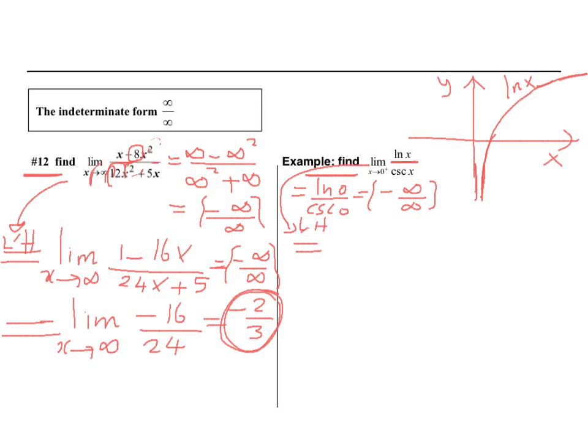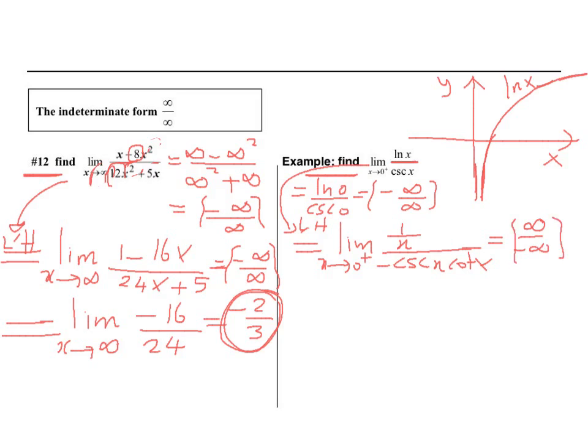Using L'Hopital's rule, this is equal to, I will differentiate the numerator, which is 1 divided by x, and differentiate the denominator, which is minus cosecant x cotan x, as x approaches 0 on the right. This is equal, by substitution again now, to infinity divided by minus infinity, which means we can continue applying the rule.